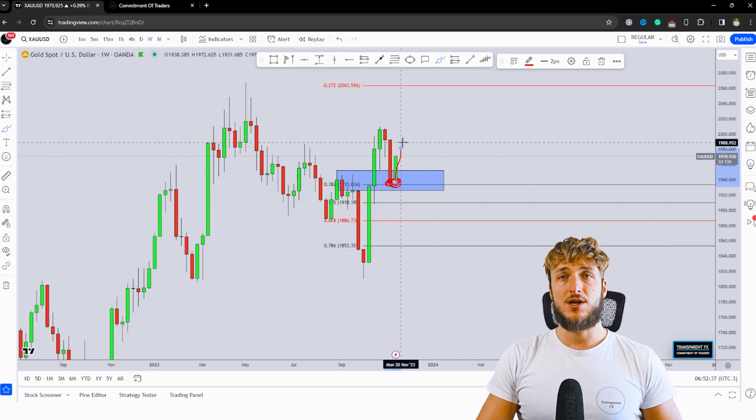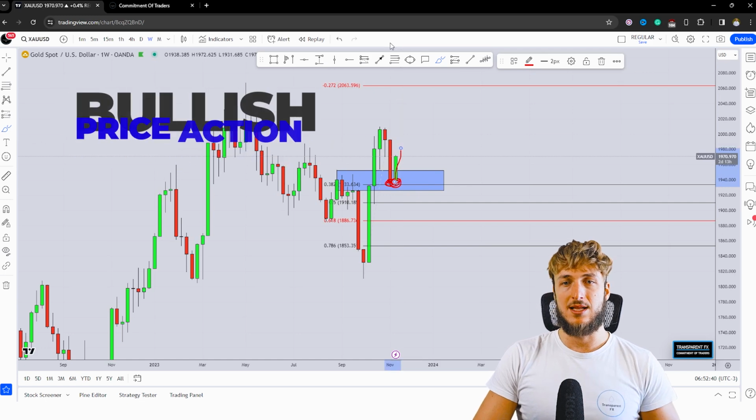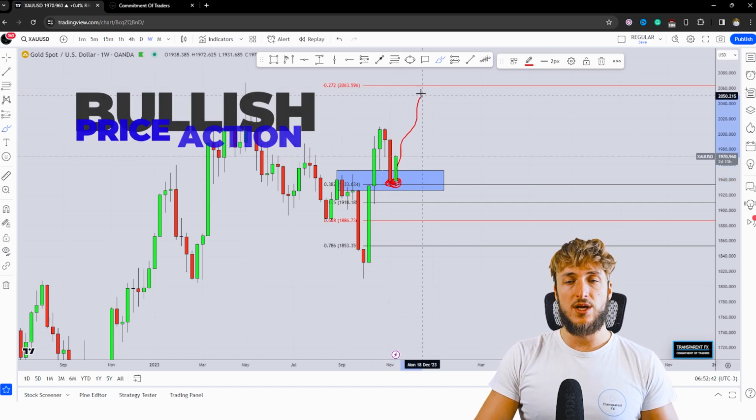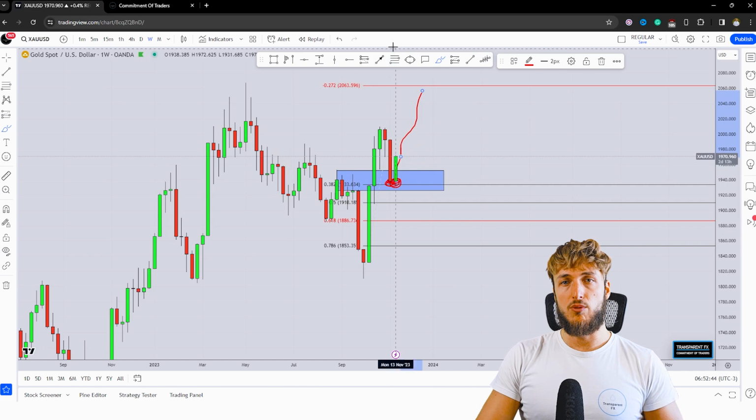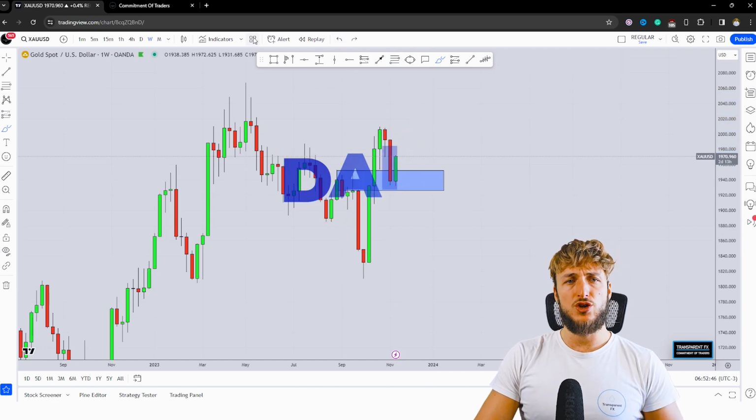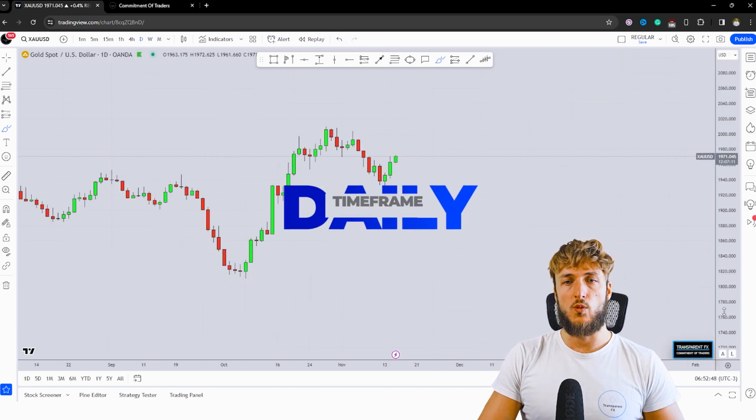In fact, the market has already started rejecting this level to the upside. So also here on the weekly, we could expect more bullish continuation. Now, dropping down on the daily time frame, what do we see?